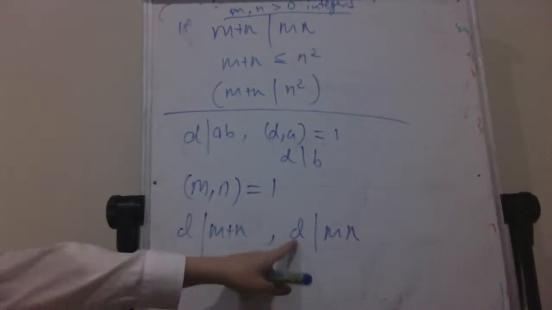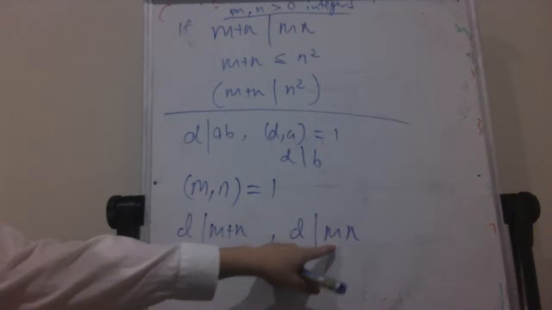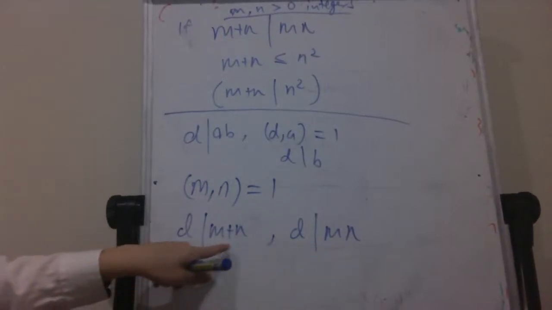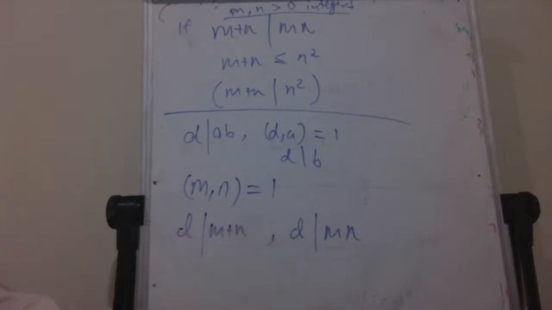If you look at the part that divides M, that part also divides M plus N. So that part should also divide N. Does that make sense?